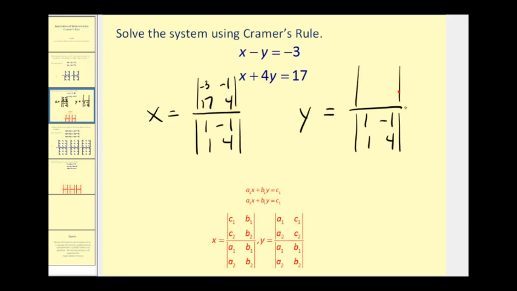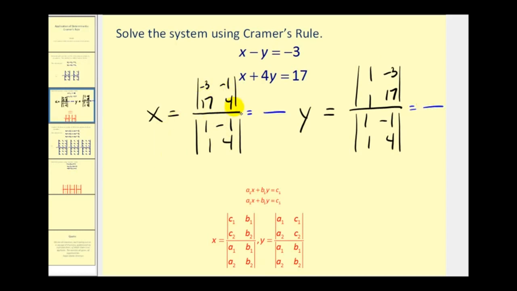For y, we're going to replace the y coefficients with the constants. So we'll take out the negative 1 and 4 and replace them with negative 3 and 17. And the x column stays the same. Let's go ahead and evaluate these determinants.